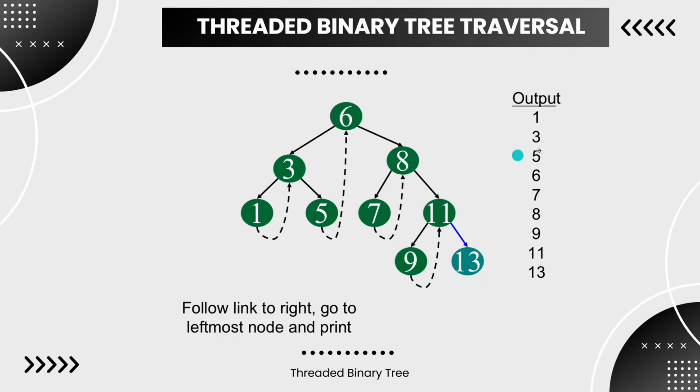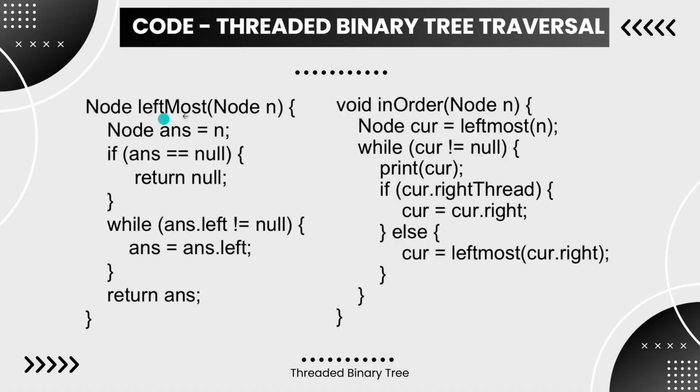And finally we have the output of this form, that is 1, 3, 5, 6, 7, 8, 9, 11 and 13, which is actually in sorted order. So this is one sample code for threaded binary tree traversal. Here this is a function that takes you to, or positions the pointer at, the leftmost node. So we start with the root node n, and we check whether it is null.